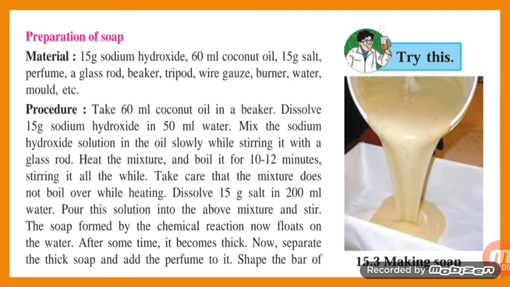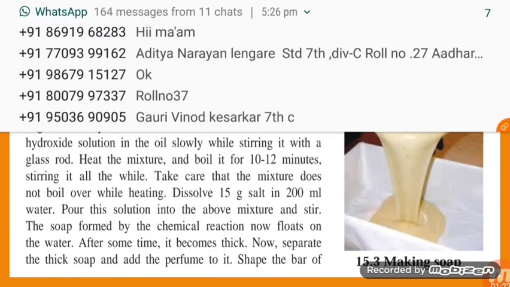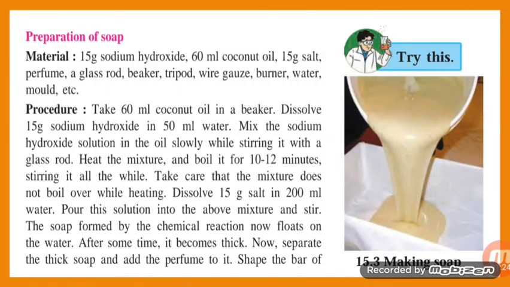Mix this sodium hydroxide solution in the oil slowly while stirring it with the glass rod. Means in a beaker we have to take oil, and from above we have to pour sodium hydroxide solution, and whenever we pour the solution we have to stir it continuously. Heat the mixture and boil it for 10 to 12 minutes, stirring it all the while. Means whenever it is boiling, you don't have to just wait. You have to stir it continuously.